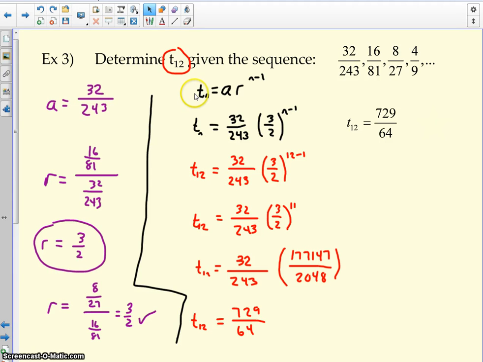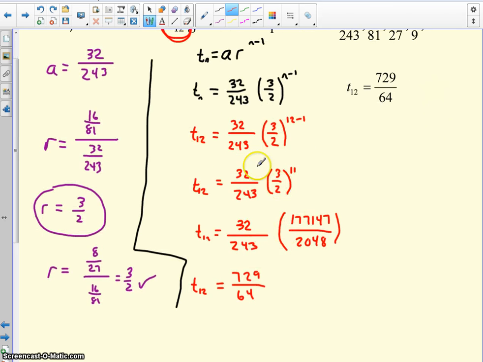So from there I can create my general term. So remember, Tn is a times r to the n minus 1. So I put in my a of 32 over 243. I put in my r of 3 over 2. And once I have that equation, remember I'm trying to find T12. So I put in 12 for n. So I wind up with 3 over 2 to the exponent 11. And then once I simplify that in my calculator, remember this 3 over 2 to the 11 is 3 to the 11 over 2 to the 11. And I wind up with 729 over 64.